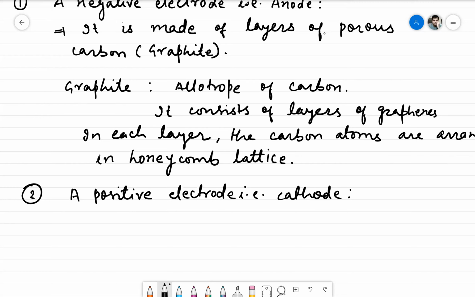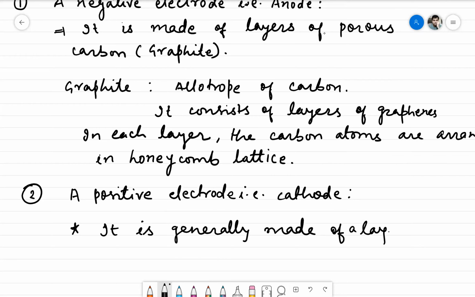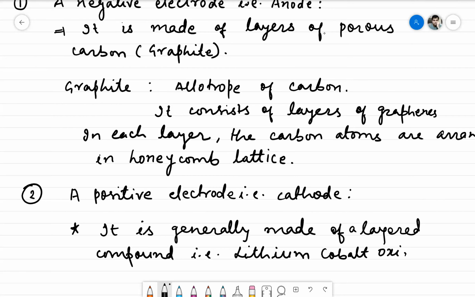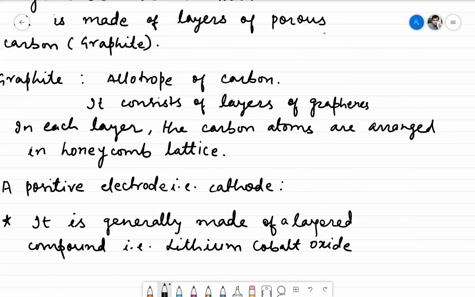This is also a layered compound. It is generally made of a layered compound, that is lithium cobalt oxide. Its formula is LiCoO2.